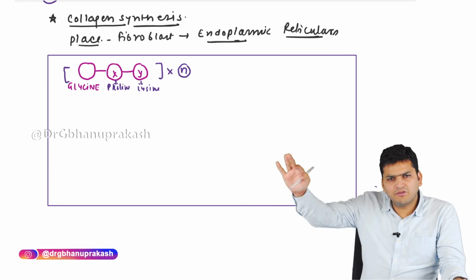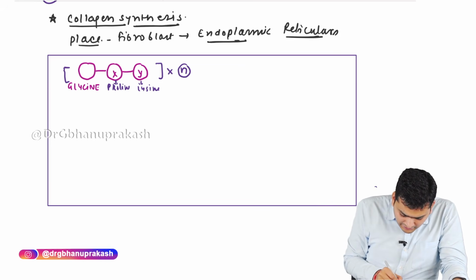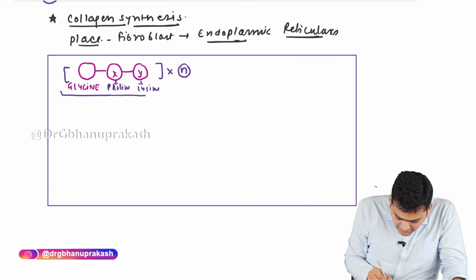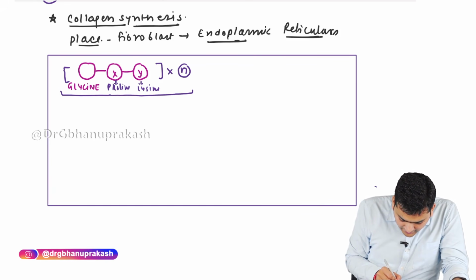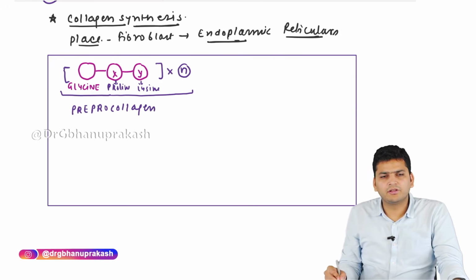So you will get a linear sequence of amino acids, and this linear sequence of glycine, proline, lysine repeats. This is referred to as pre-pro collagen.